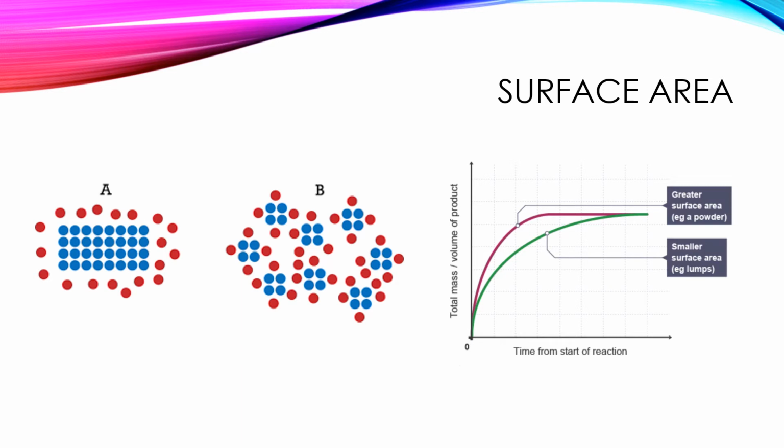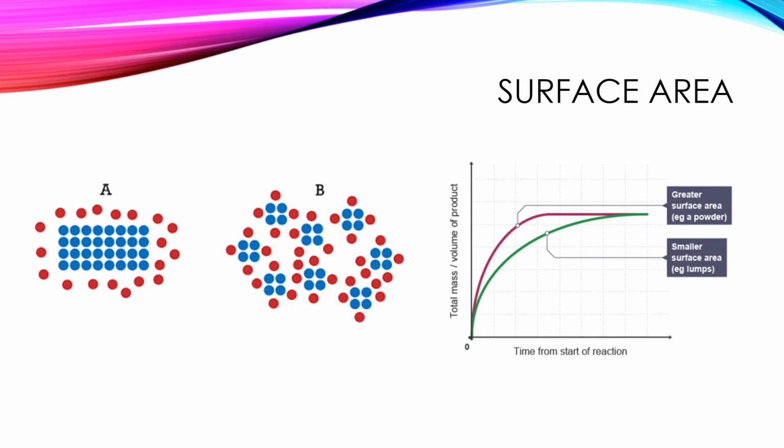So, if we start with surface area, you can see that by decreasing the particle size of a reactant, there are more surfaces that the collisions can take place on. The smaller the particle size, the faster the reaction. So when we talk about surface area, we do generally tend to think about lumps, which is represented by figure A on the diagram on the left, versus powder, which is represented by figure B of the same diagram.